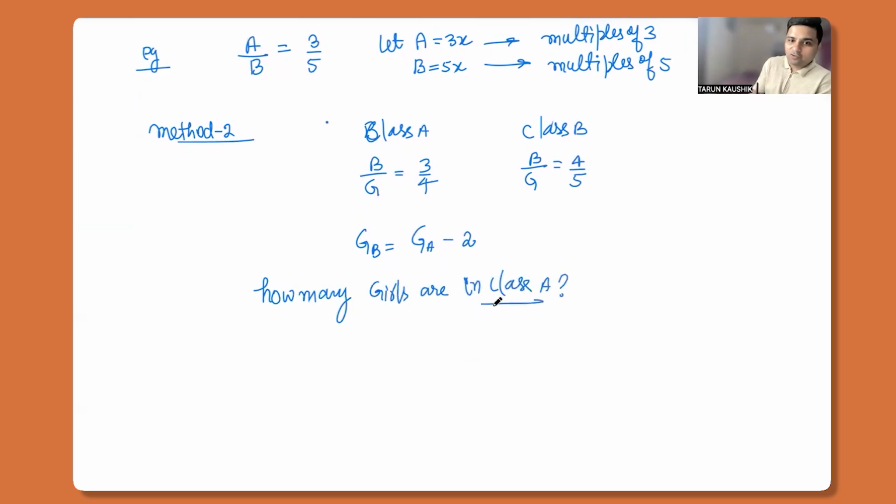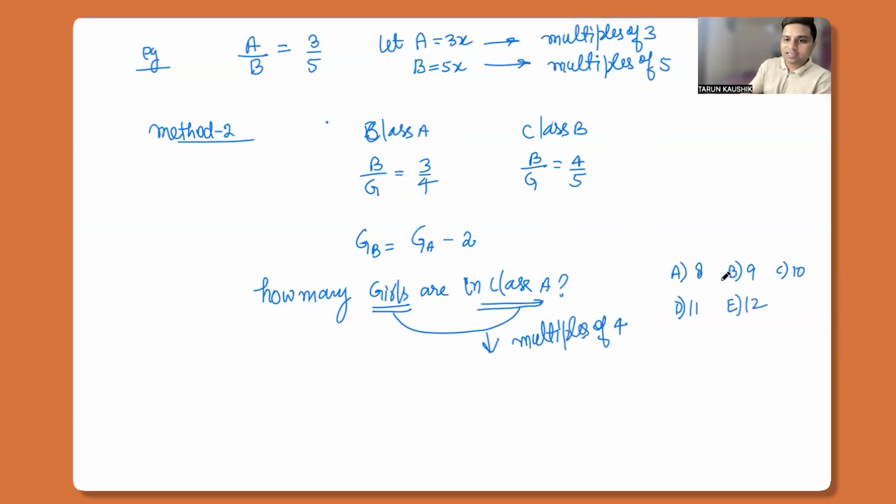So first of all, I have to focus on class A. And in class A, he's specifically talking about the girls. So that means this value, if I look at the ratio, should be in multiples of 4. And the options which were given were, so I can say B, C, and D. These can't be my answer. Now I'm left with two options which are in multiples of 4, which are 8 and 12. Now I can try with either of the two.